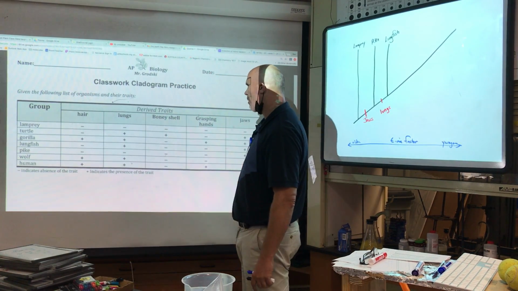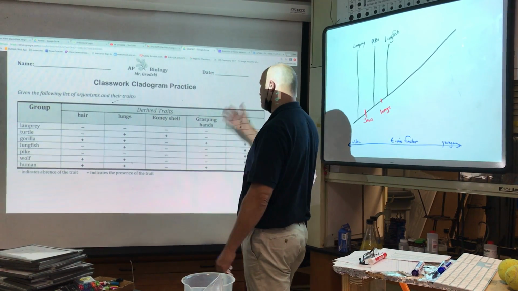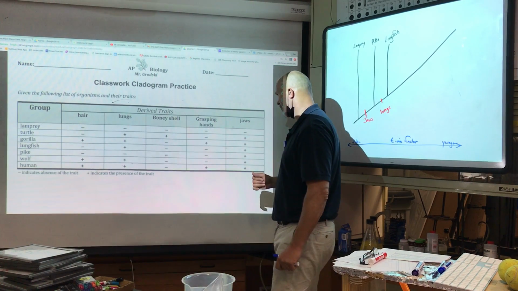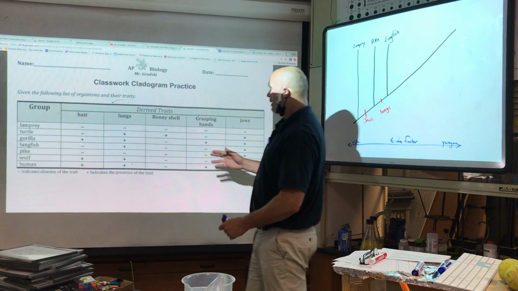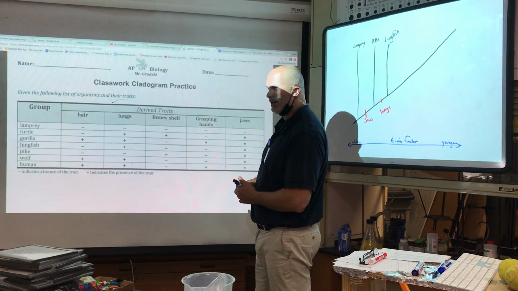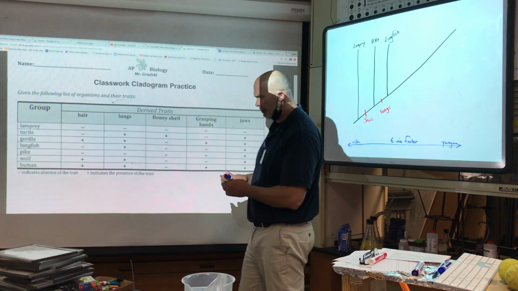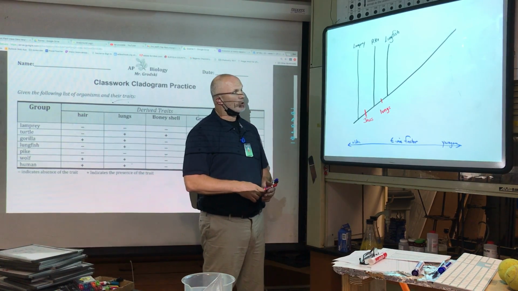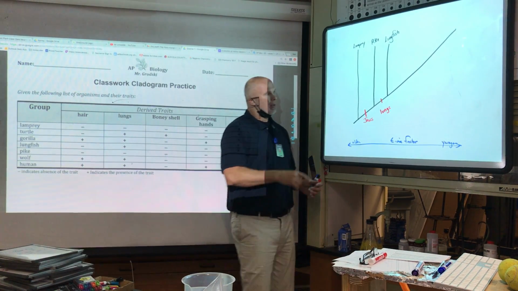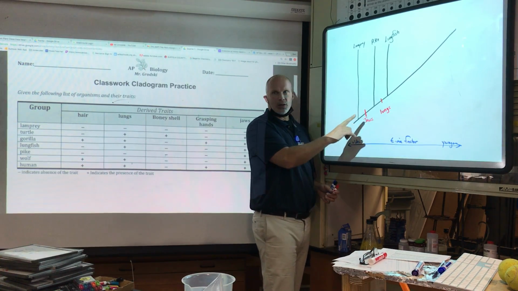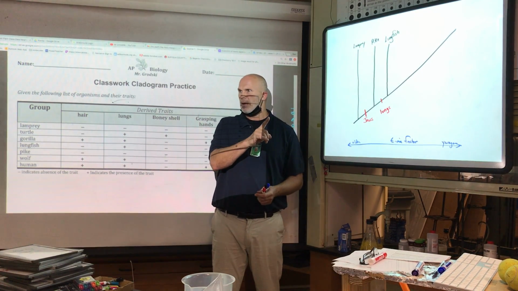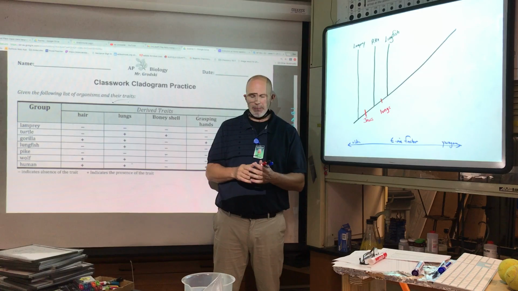Nobody has got the bony shell, sorry. I don't know where the bony shell came from. All right? So, to me, the turtle is next, but I gotta make some sense of this. So the turtle has jaws, lungs, and now it has the what? Bony shell. Here's my problem.